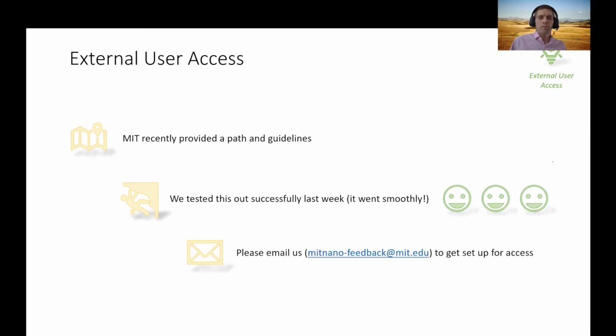And if you're an external user and you want to regain access to campus, just send us an email, MIT.nano feedback@mit.edu, and then we'll help you get set up and go through the process. It's really just filling out a form of information that MIT needs for the setup in the system to help contact trace, and then we can accommodate and you'll proceed from there.